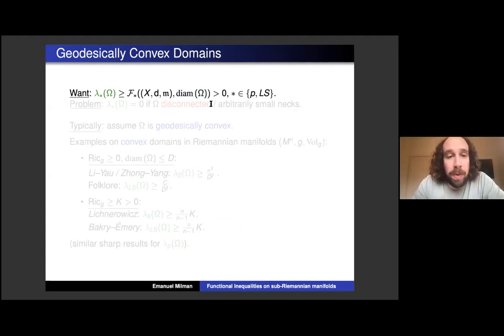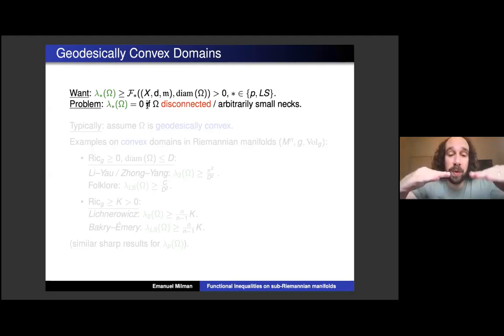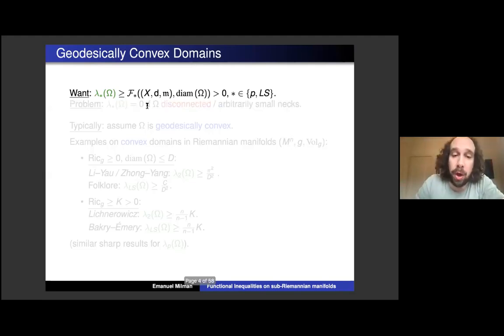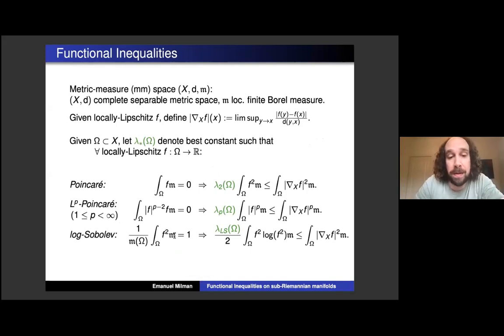The problem with the way I've set things up so far is that you can never get something non-trivial. The best bound you can write here is zero. And the reason is very simple, because for instance, if you choose omega to be a disconnected set, then of course you can choose a test function which is piecewise constant, right? And by playing with the values of the constants, you can always enforce this balancing condition.